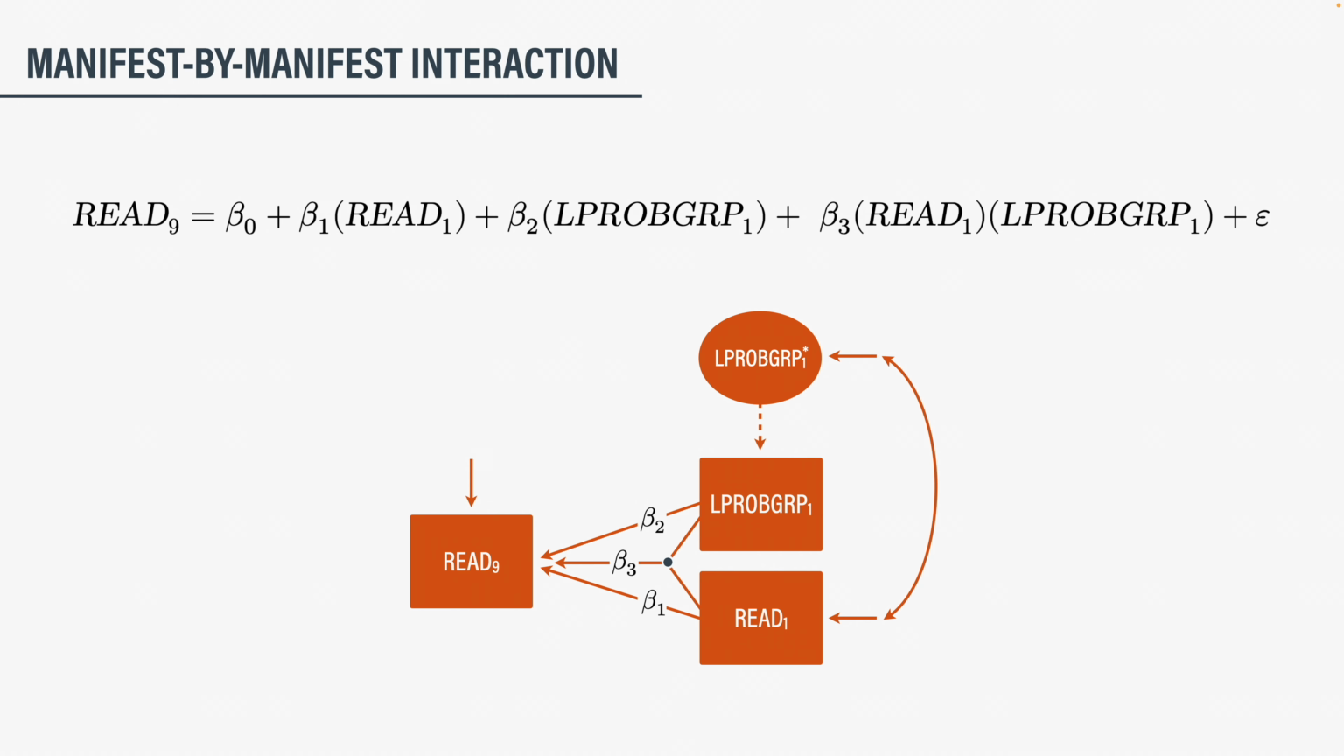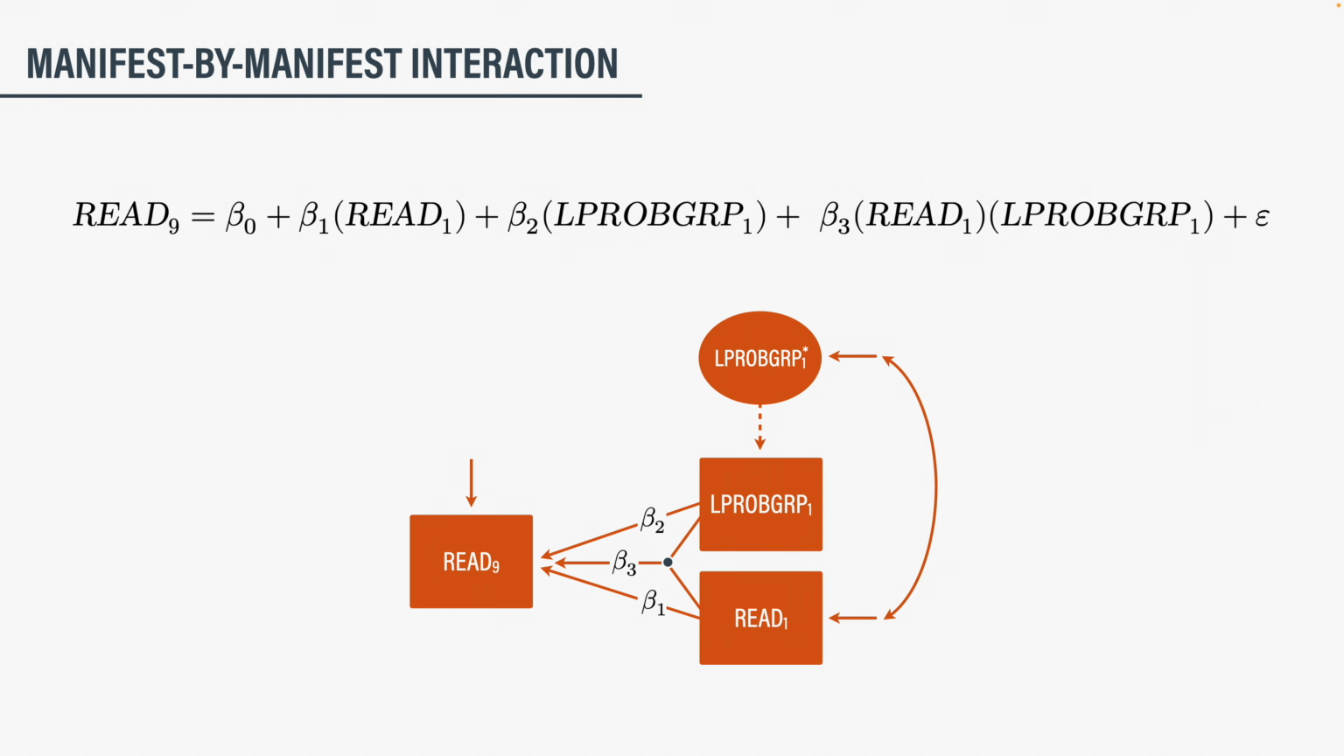Let's modify the model and use a binary moderator. So instead of a continuous dimension of learning problems in first grade, I'm going to classify students into two groups according to whether or not they exhibited any learning problems. This is the analysis model both as an equation and as a path diagram.